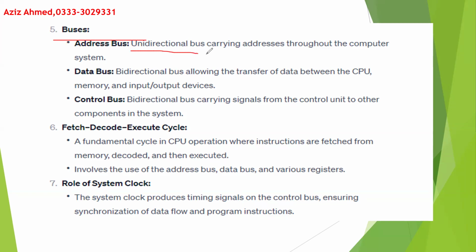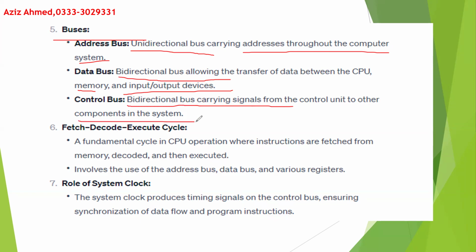Address bus is basically a unidirectional bus carrying addresses throughout the computer system. Data bus is a bidirectional bus, meaning you can write and you can read, allowing data transfer between CPU, memory, and input-output devices. Control bus is also a bidirectional bus carrying signals from the control unit to other components in the system. Basically, when an operation needs to be performed, the CPU alerts other components of the computer so that they must be ready during the operation so that they can play their role.